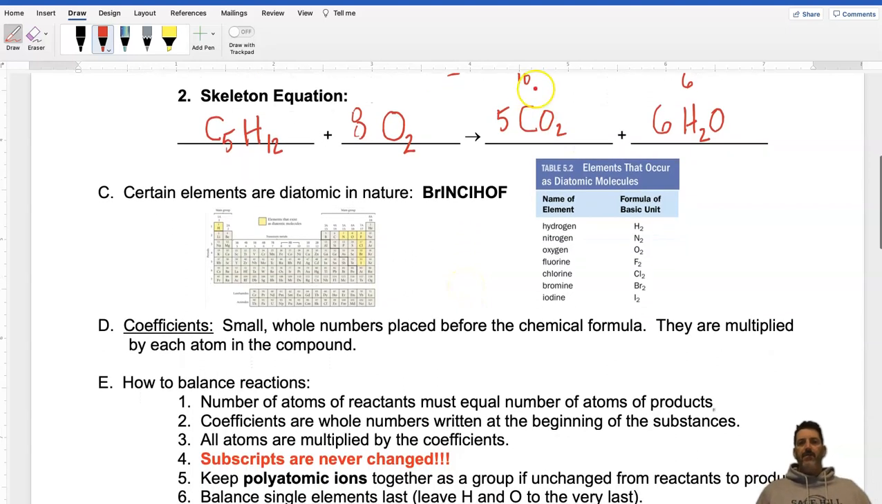Now, if you remember this O2 right here, how do I know that it's O2 and not just O? Well, I'm glad you asked, because that's a great question. The way that you remember it is right here, Brinkelhoff. Okay, that sounds weird.